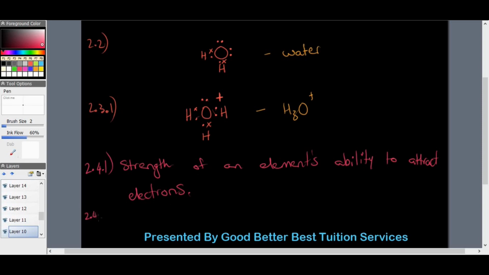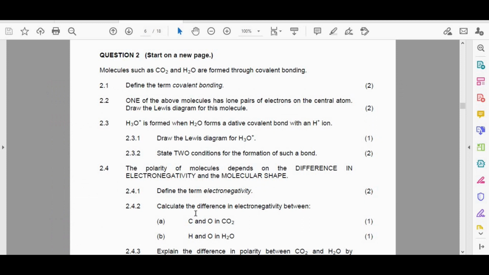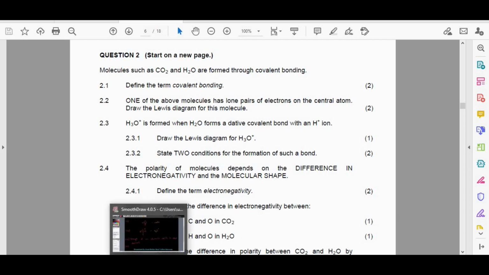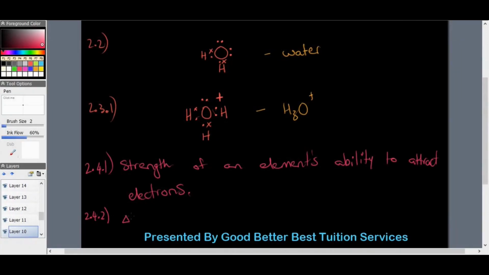And in 2.4.2, there were two parts. Calculate the electronegativity difference between carbon and oxygen in CO2. So we'll do that first. We know that the change in electronegativity is equal to the electronegativity of A minus B. So we've got CO2. I need a periodic table, so let me open one here quickly so I can see the electronegativities of either.